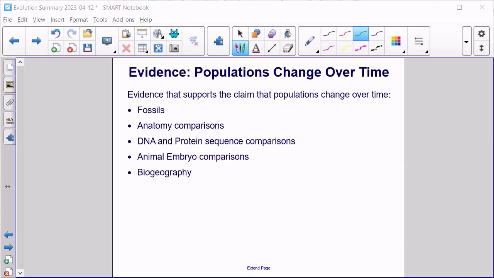Evidence: populations change over time. Evidence that supports the claim that populations change over time are things like fossils, anatomy comparisons, DNA and protein sequence comparisons, animal embryo comparisons, and biogeography.